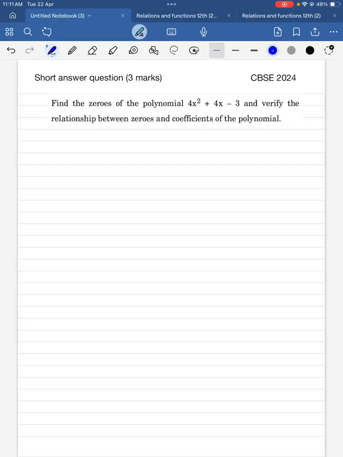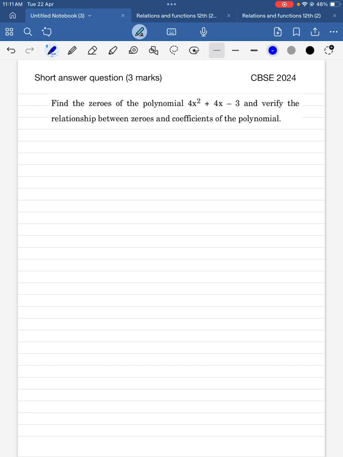Hi, this is a short answer question for 3 marks from the CBSE 2024 board paper. The question is like this. Find the zeros of the polynomial 4x squared plus 4x minus 3, and you have to verify the relationship between zeros and the coefficients of the polynomial. Okay, so let's try to tackle the question.